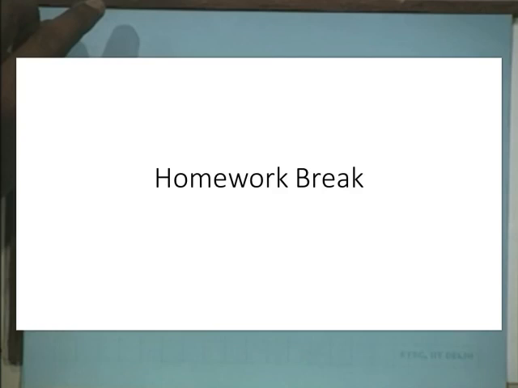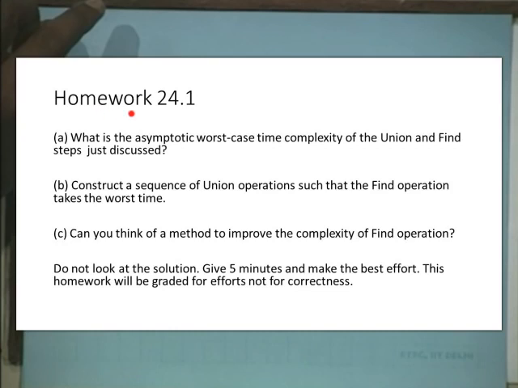Time for a homework break. This is a graded homework, you need to submit this homework, but we'll make it best effort. So Professor Naveen just described the union and find data structures. What is the asymptotic worst case time complexity for these operations? That's question number one. Second, construct a sequence of union operations such that the find operation takes the worst time. Maybe you can think of a set of size n and then construct n union operations in a way that the next find operation takes the worst amount of time. And then can you think of a method to improve the complexity of the find operation? Do not look at the lecture ahead, just think about it for yourself and then submit whatever you come up with.